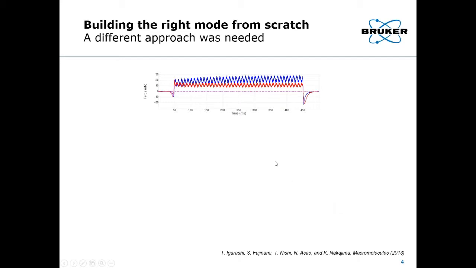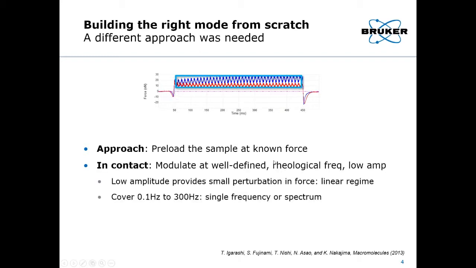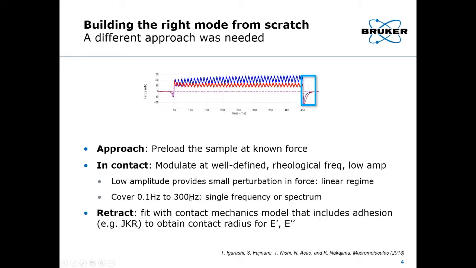So we started out by looking at this basic method and making sure we controlled the preload during the approach, and then while in contact, modulating at a well-defined rheological frequency with a very low amplitude. That gives us a small perturbation in force and keeps us in the linear regime of the measurement. It also gives us the ability to collect both spectra or single frequencies and cover this low frequency range, which is important. And then finally, during the retract, we fit the retract curve with contact mechanics that includes adhesion, like JKR, to obtain the contact radius, and that allows us to get the storage and loss modulus.